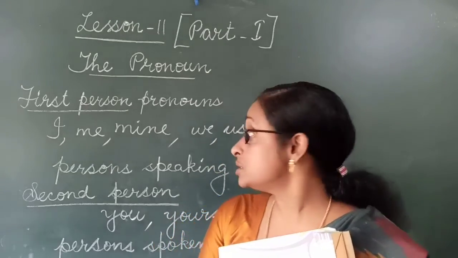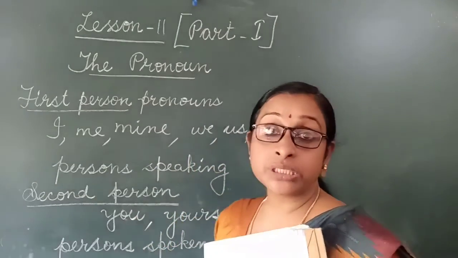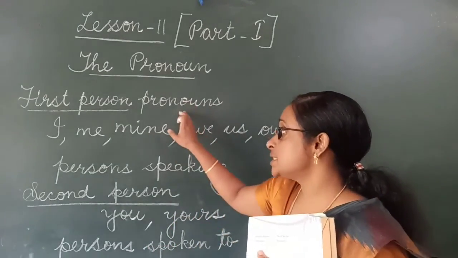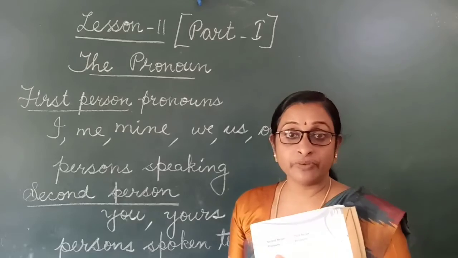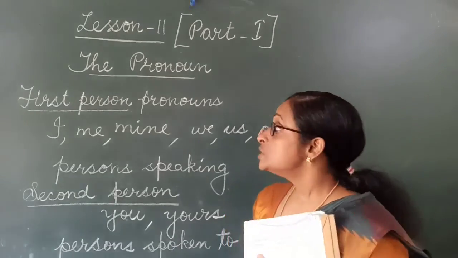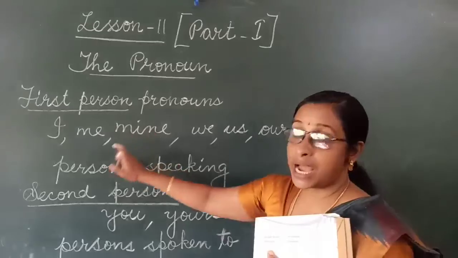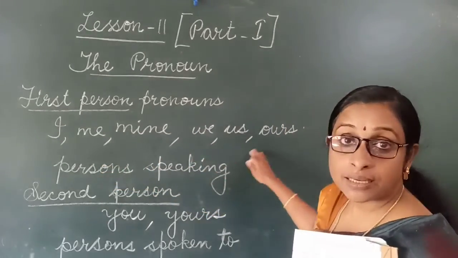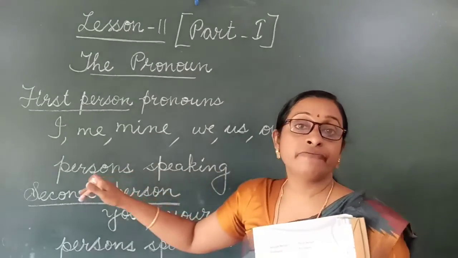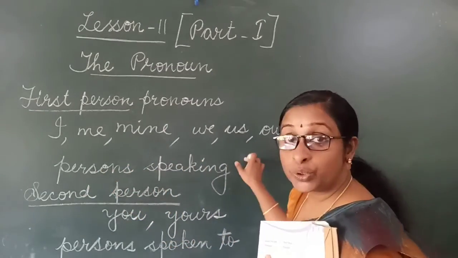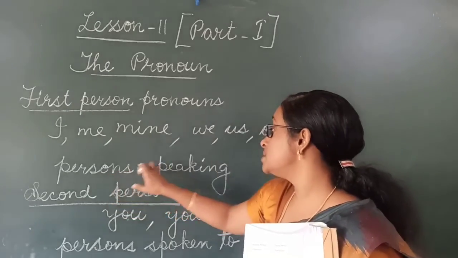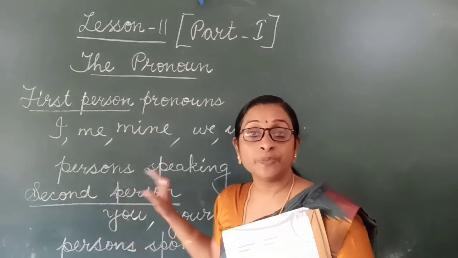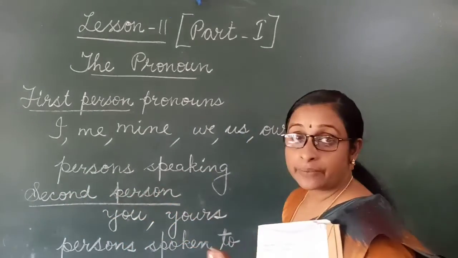Children, there are three kinds of persons: first person pronouns, second person pronouns, and third person pronouns. Today we have learned first person and second person. Third person we will learn tomorrow. So what are the first person pronouns? I, me, mine, we, us, ours. These are the persons speaking in a sentence.